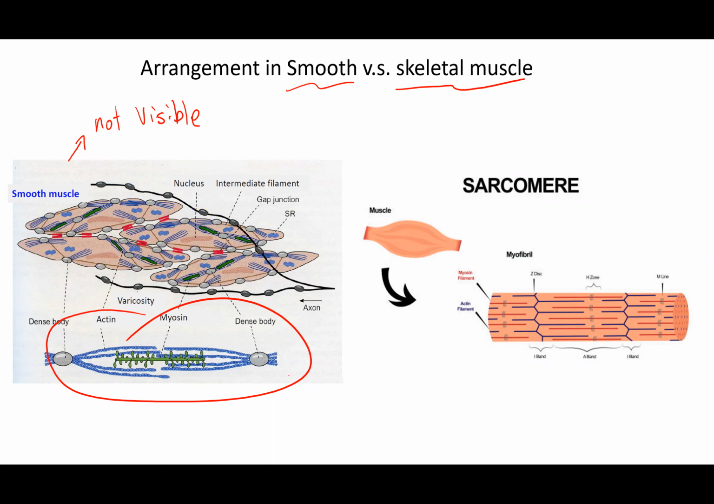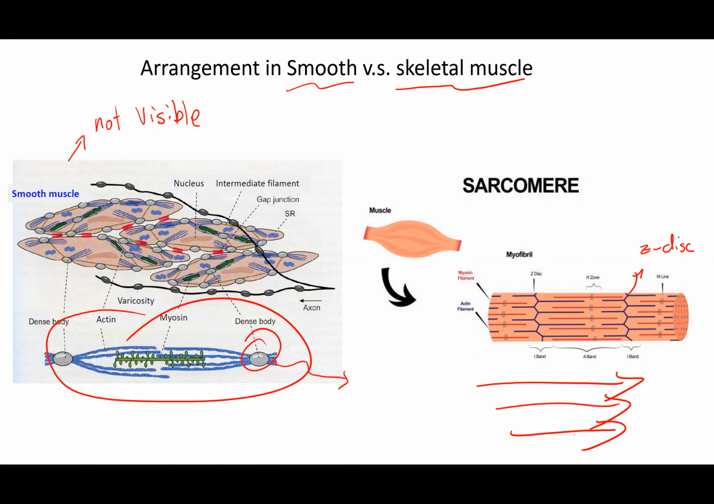the unit itself is not called a sarcomere, but it's exactly the same concept. Remember the Z disc over here? This is the equivalent of the Z disc. So it's the exact same thing, but it's just arranged in a different way. In skeletal muscle, if you noticed, they're arranged in a nice parallel way. They're all facing the same direction, all on top of each other.